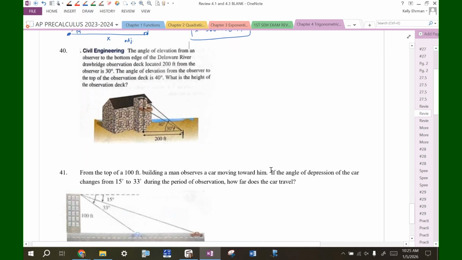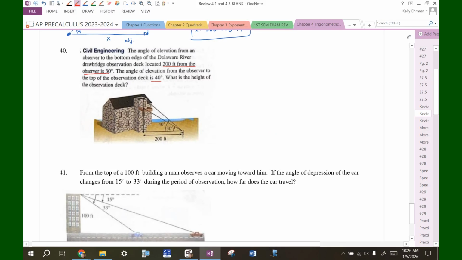All right, number 40, civil engineering. The angle of elevation from an observer to the bottom edge of the Delaware River drawbridge observation deck, located 200 feet from the observer, is 30 degrees. The angle of elevation from the observer to the top of the observation deck is 40 degrees. What is the height of the observation deck?